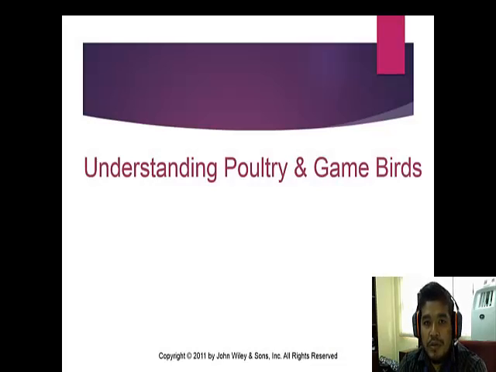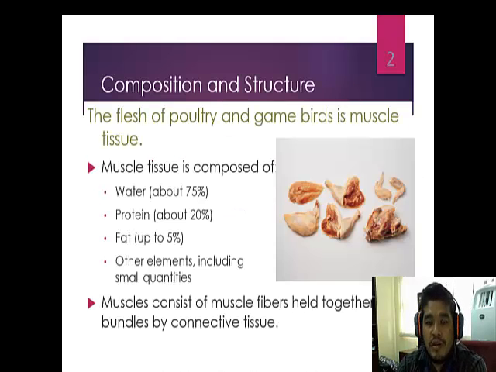So today we will talk about understanding poultry and game birds, which is one of the most used and favorite proteins that is served around the world. Yeah, and I'm pretty sure that most of you love to eat poultry as well. And before that, let's take a look at the composition and structure of poultry.